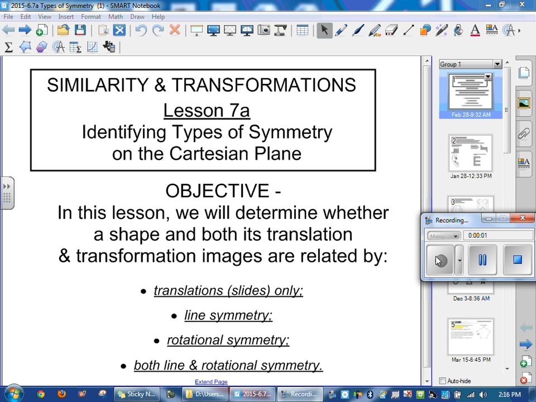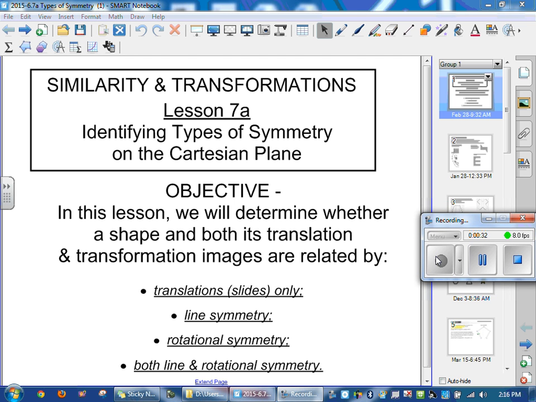7A, types of symmetry. So we're going to talk about, on a graph, on a Cartesian plane, where you've got your x-axis and y-axis, how do we have parts of symmetry? Who knows what line symmetry talks about? Exactly. Think of it as a mirror. When you look in a mirror, that's symmetry. Okay, so symmetry means there's a mirror image.